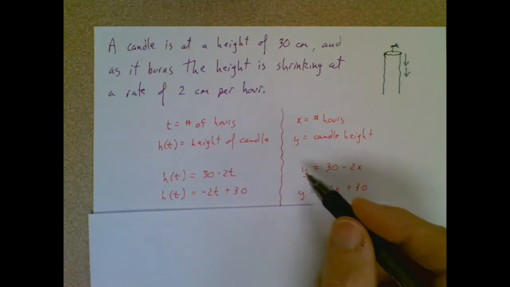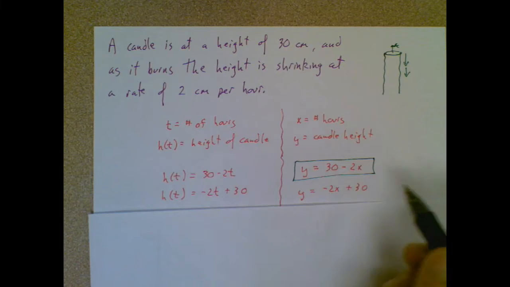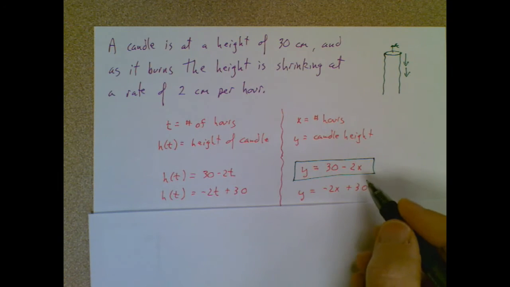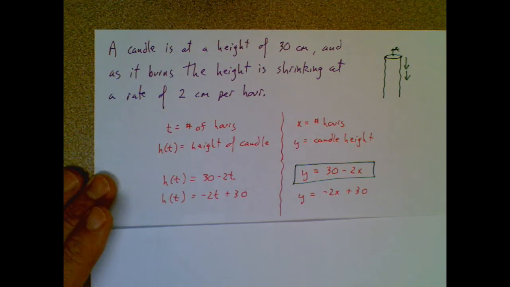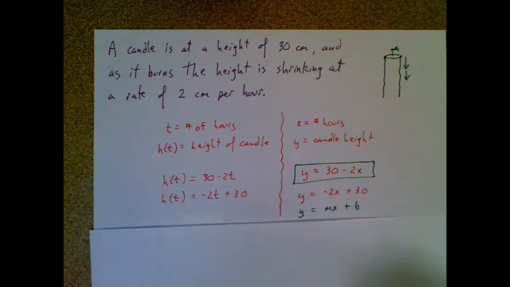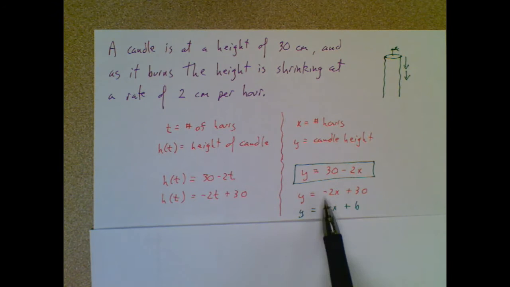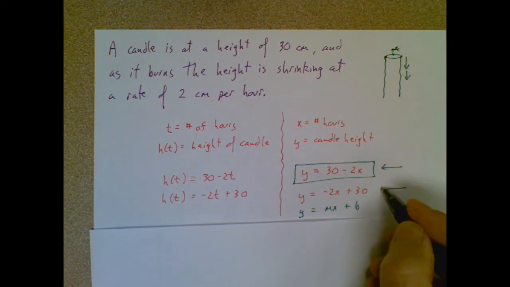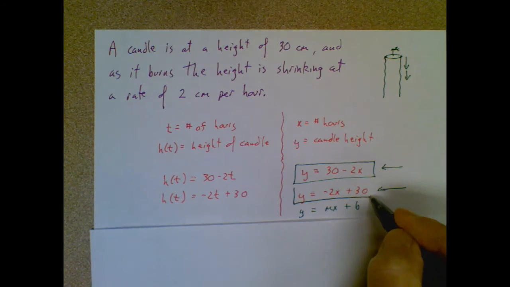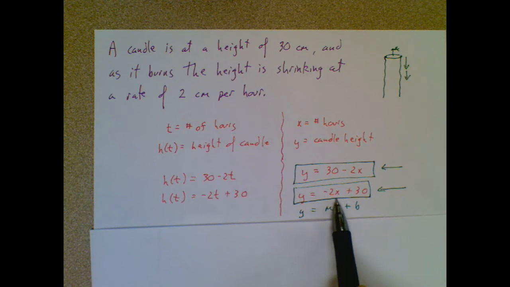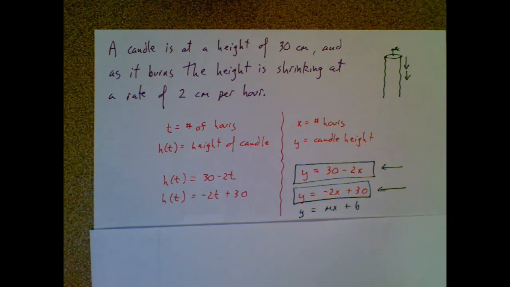Now if you take a look at this, this doesn't necessarily look like it's in y equals mx plus b form, but it's close. The only thing you would have to do to turn it into y equals mx plus b form is switch the order. This minus 2x can go out in front. This positive 30 can go behind. Now both of these are valid. Either one works. But if you want to put it in the true y equals mx plus b form, this is the way to do it. This one's going to work just fine for you.